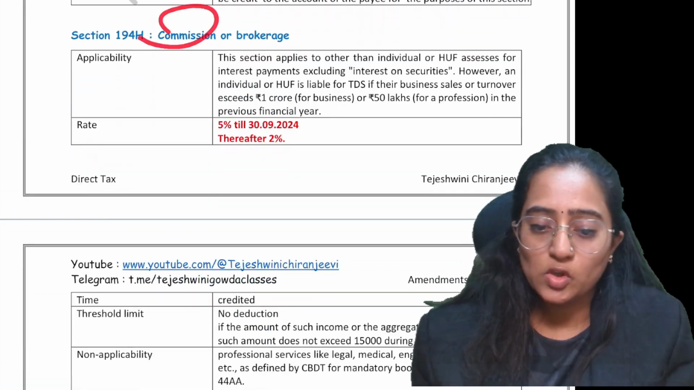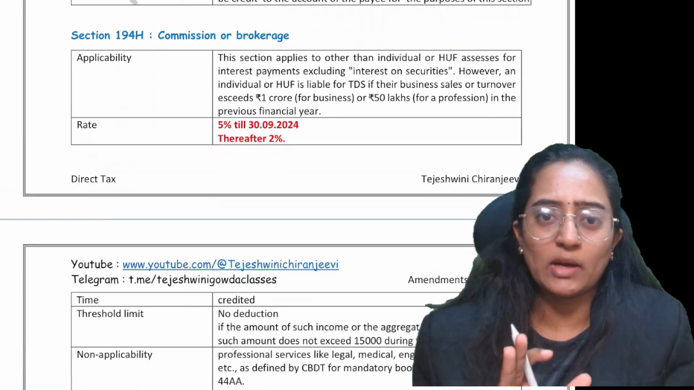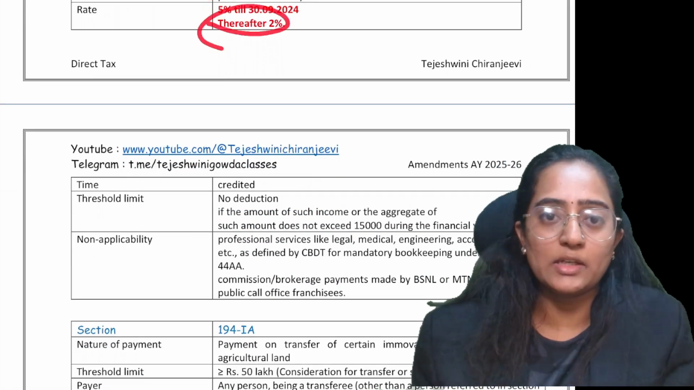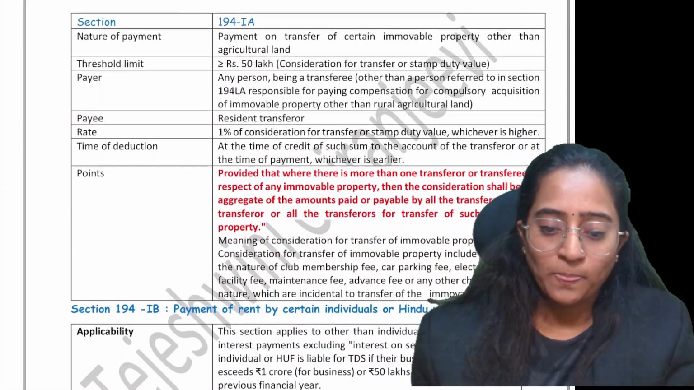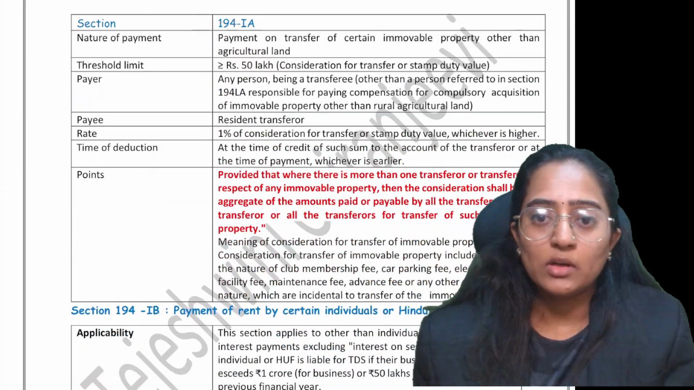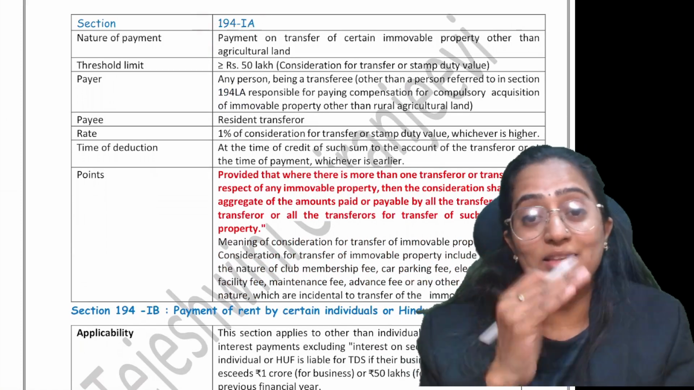In case of commission or brokerage in a general sense under section 194H, it is 5% till 30/9/2024, and thereafter it is going to be 2%. Section 194IA: you are selling some immovable property here. This is for immovable property other than agricultural land.